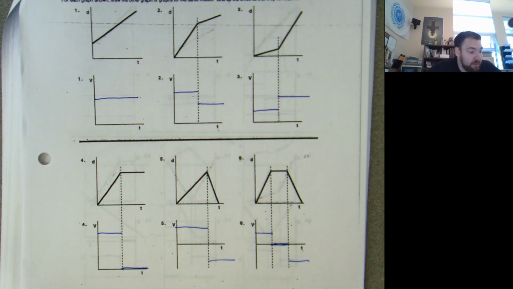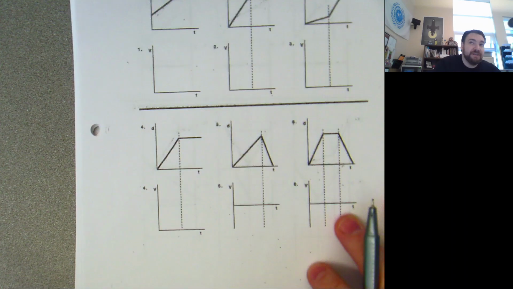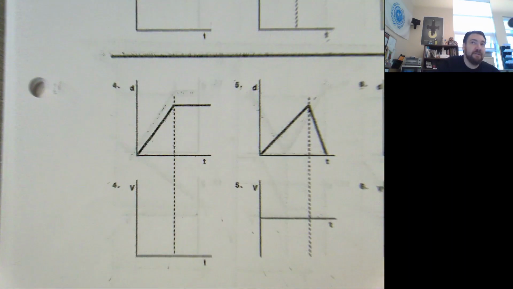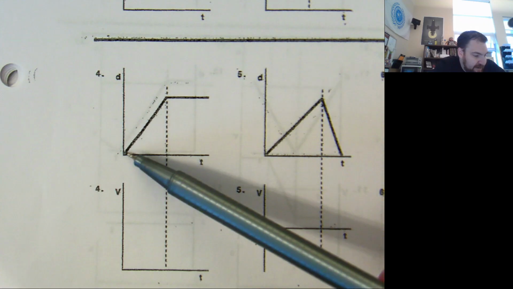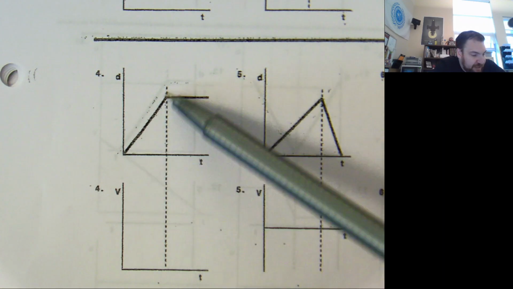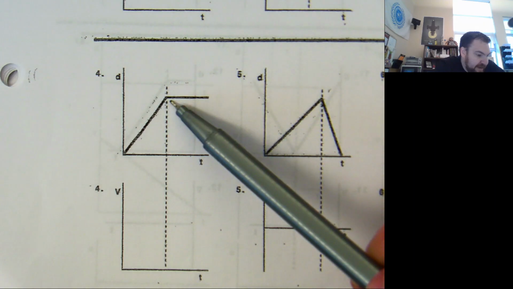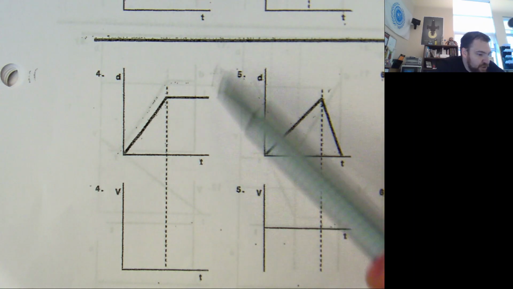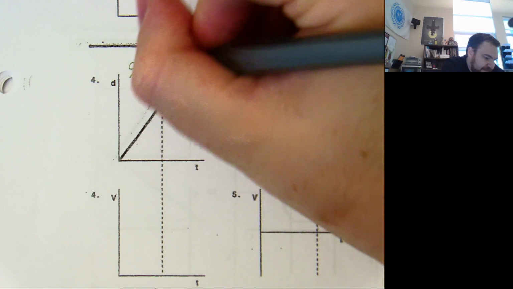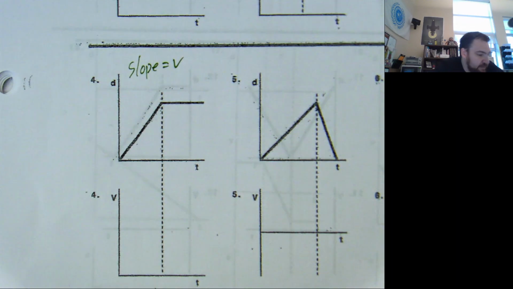Yes, Diego. Yes, I can do number 4. Okay, so number 4 gives us a DT graph that has a sloped straight line and a flat straight line. So on a DT graph, the slope is equal to the V.